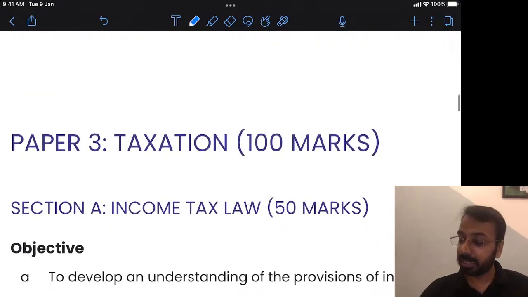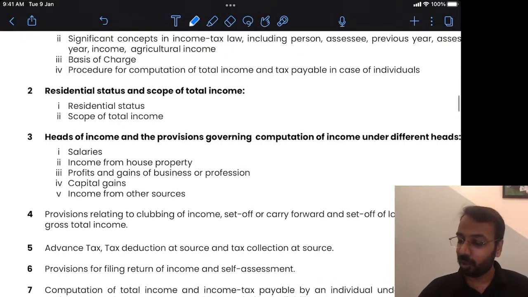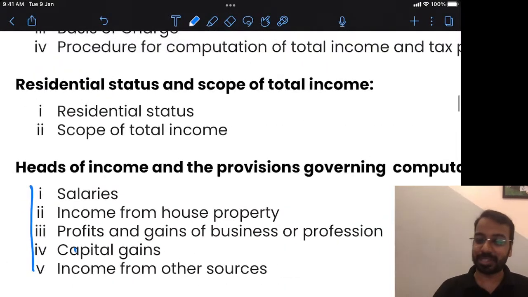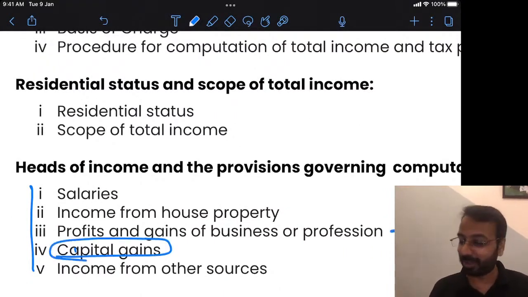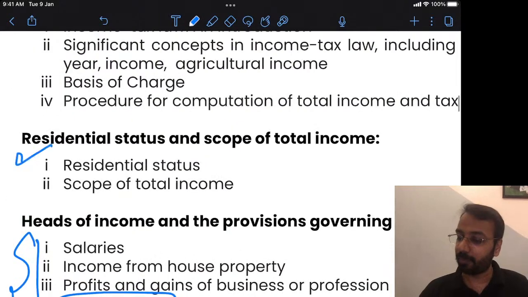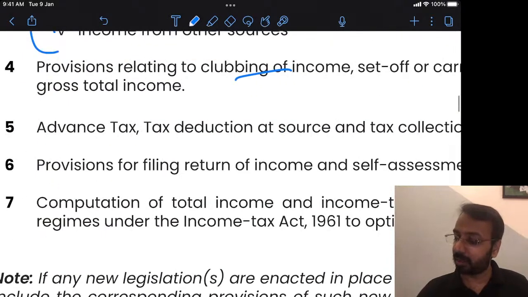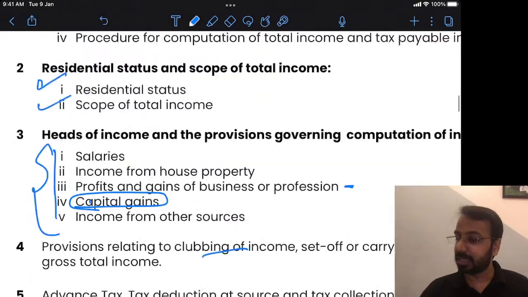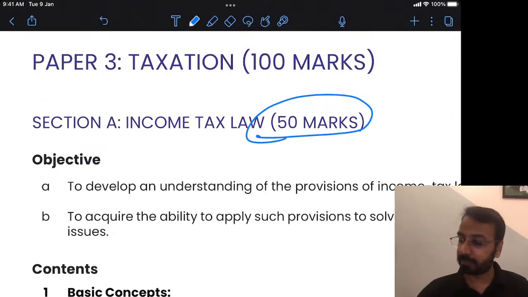Foundation. Then taxation. When I first saw taxation, I felt happy that they have updated it here. There is a separate syllabus announcement where capital gains was seen somewhere here. I was thinking they had not announced it, but yes, there are 5 heads of income, residential status, scope of income, right? Then clubbing of income is there, TDS is there, return filing, computation of total income, all of those things are there. So everything remains as it is. It becomes a 50 mark paper instead of a 60 mark paper.